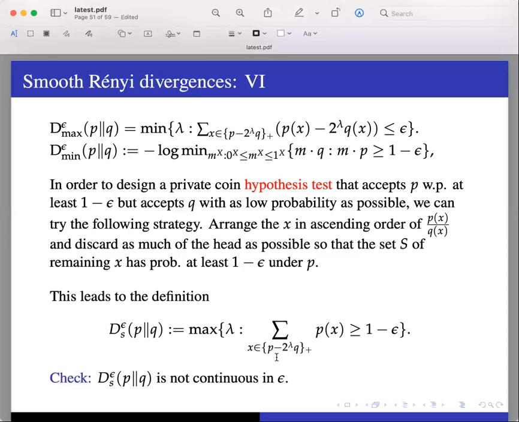So the head is precisely this, which we had just defined, {P minus 2 to the lambda Q}_+. Basically this is where the ratio Px by Qx is larger than 2 to the power lambda. Lambda is some threshold that we have set. If the ratio is larger, those are the bad guys. This is the head that I want to throw away, and the remaining guys are not thrown away.